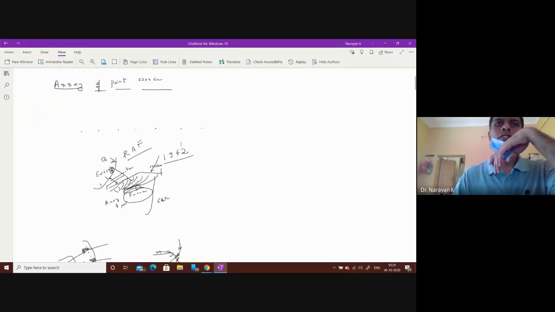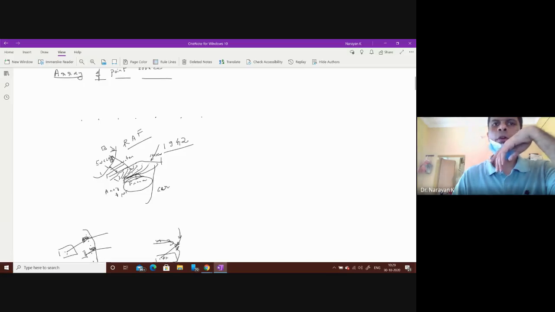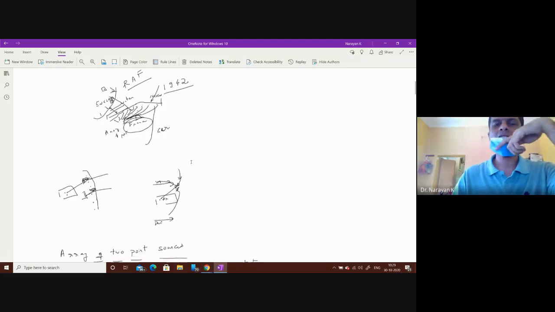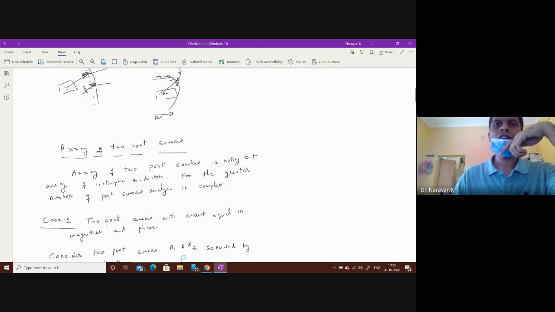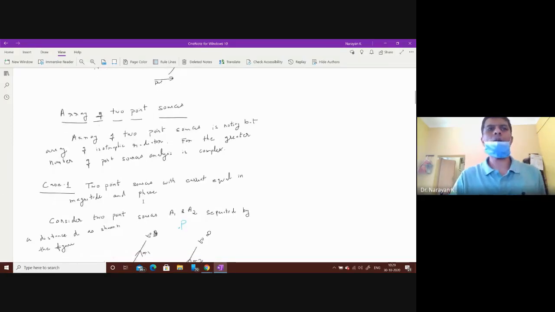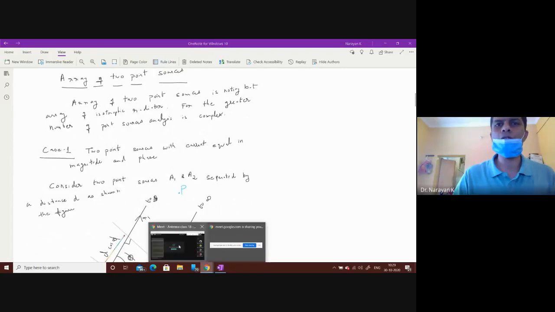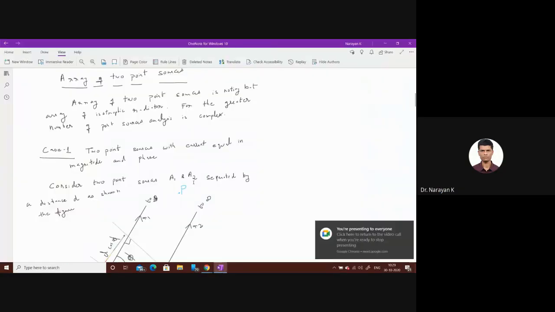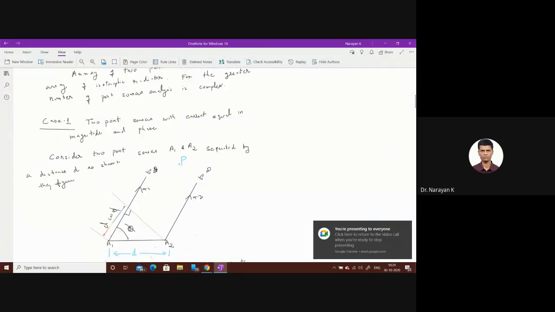So we have done what is known as an array of point sources. What is a point source? It is an isotropic radiator which radiates with equal intensity in all directions. That is how a point source is defined. An array of point sources is nothing but an array of isotropic radiators. For a greater number of point sources, analysis is complex. So we take only two point sources into consideration when we are doing analysis.